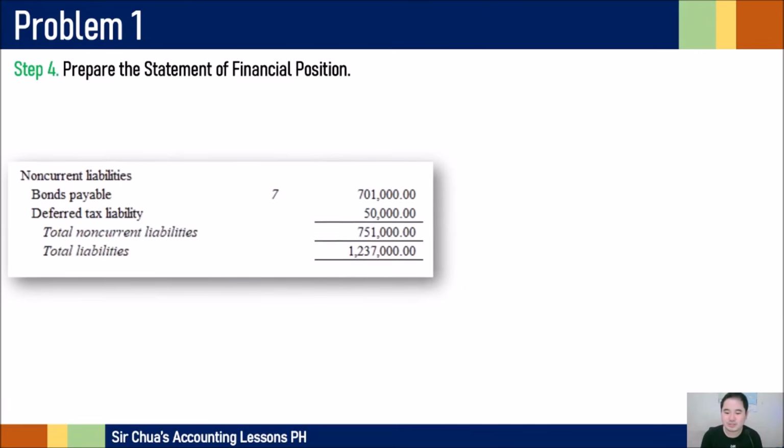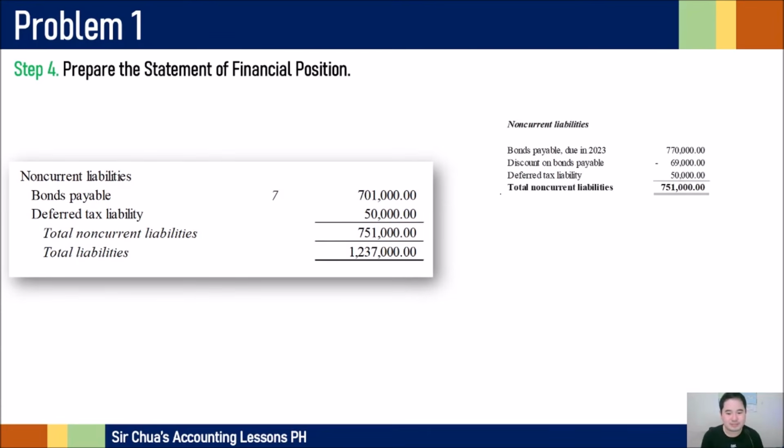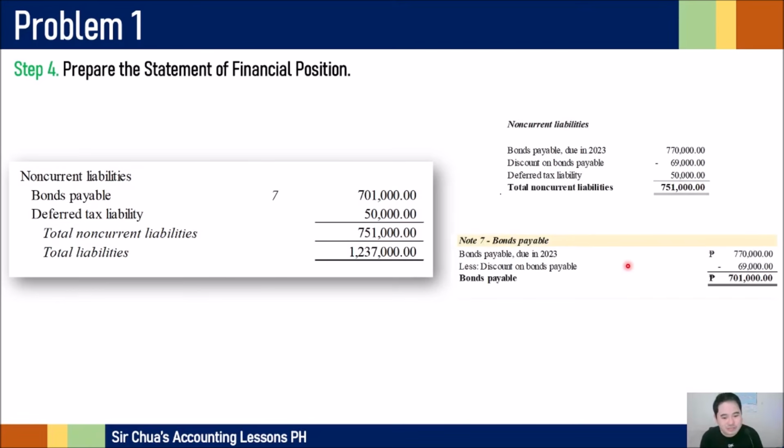And then, your non-current liabilities po, ito po siya kanina, no? And then, meron lang po tayong note number 7 na bonds payable which is 701,000. Meron tayong standalone na deferred tax liability na 50,000 which is 751,000. Pag nakuha nyo na po pareho yung current and non-current liabilities, this is your total liabilities.